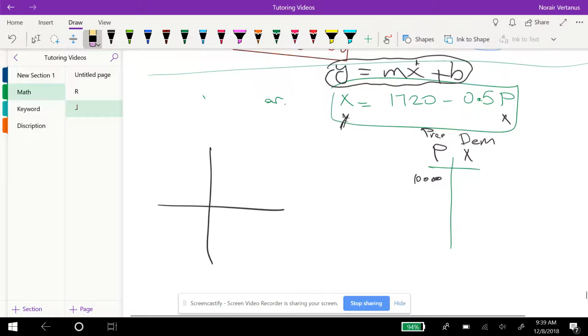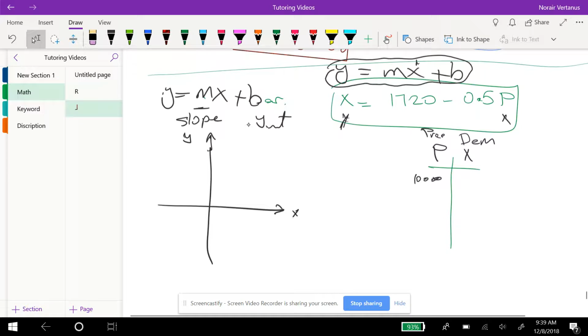Sorry, that's my son. So y equal to mx plus b, where m is the rise over run, the slope, and b is the y-intercept. This y-intercept is on the y-axis. This is the x-axis. In your case, P is this one, so this is P, and this is X. I'm going to put it in blue. If I want to make your equation into that form, it's going to be like this.